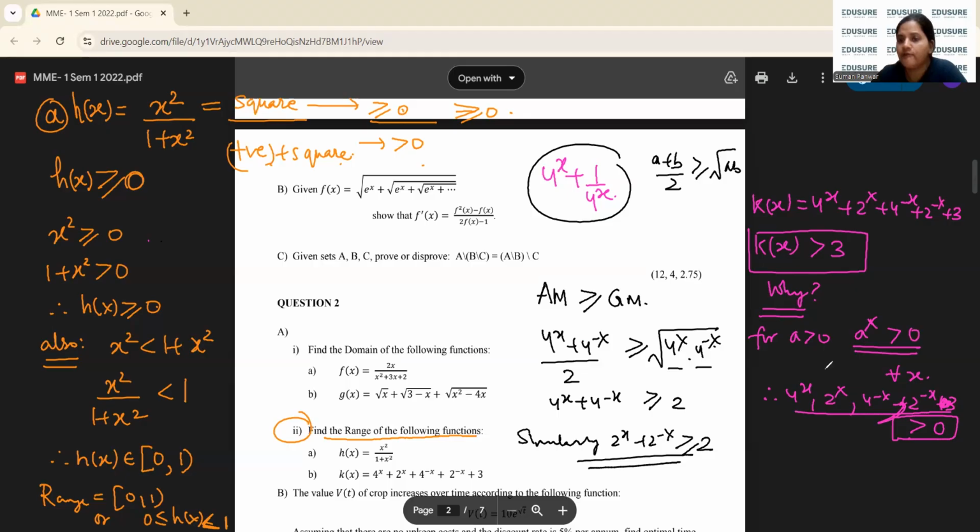So therefore, we can have a better interval for our range, and that should be this. Your k(x) is now going to be greater than or equal to 2 + 2 + 3. So k(x) is going to be greater than or equal to 7. And there is no upper limit because as x increases, 4^x increases and 2^x increases. So therefore, the range is the interval [7, infinity), closed at 7.